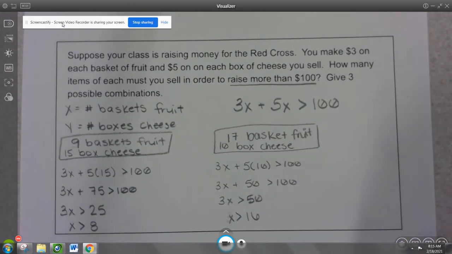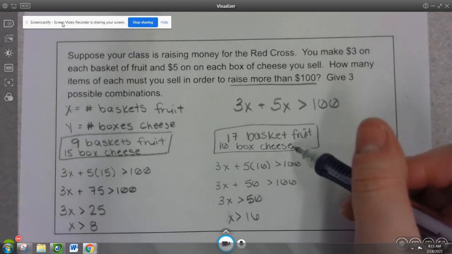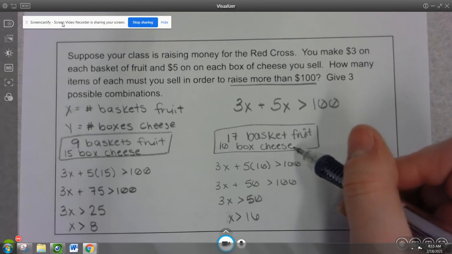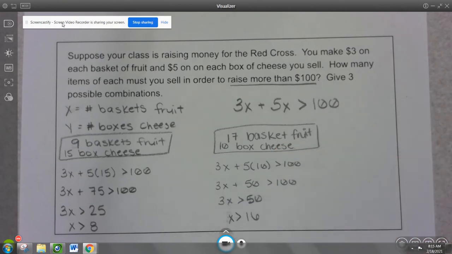Now, if I wanted to quickly come up with a third one, I could do 17 baskets of fruit and 11 boxes of cheese. And I know because of the work I did here that that would definitely meet that $100 requirement.